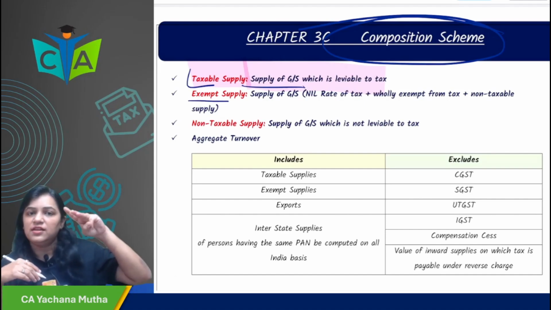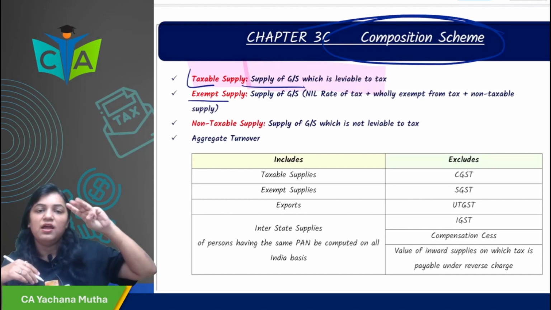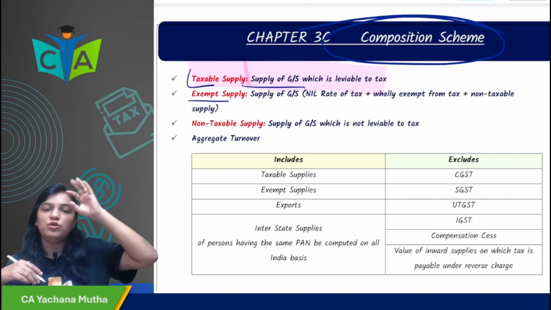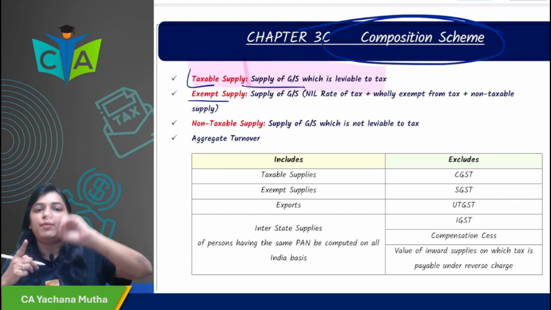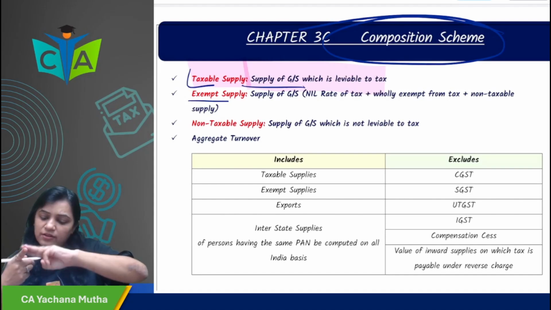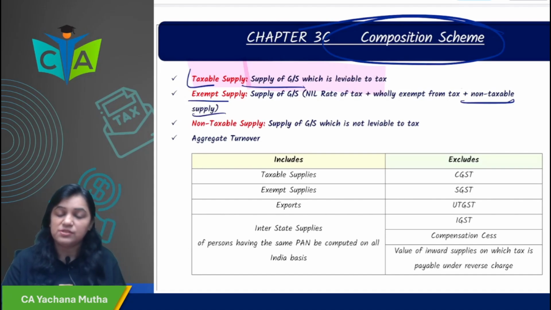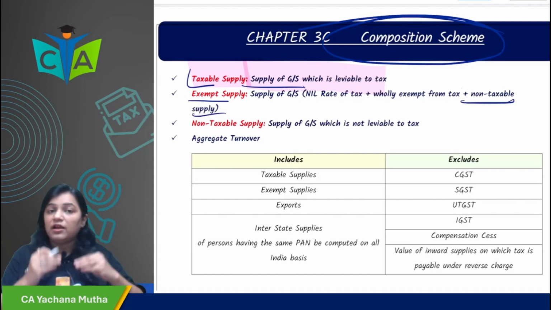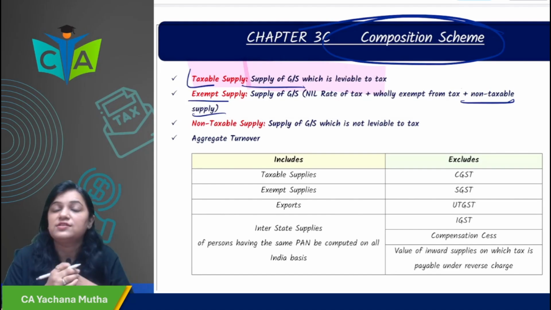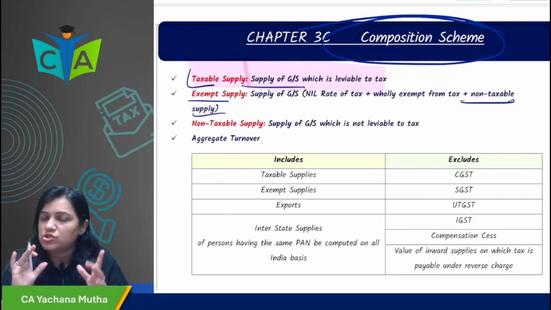There are three things in the definition of exempt supply. What are those three things? You remember? First, nil rated supply. Second, wholly exempt supply. Third, non-taxable supply. So non-taxable supply comes under the definition of exempt supply.